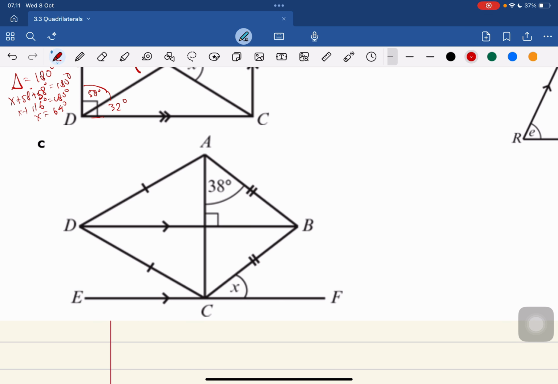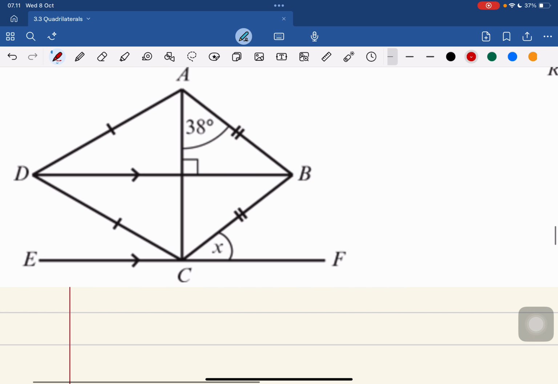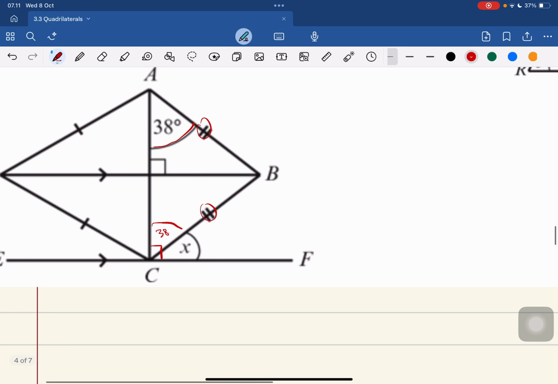Okay, this is isosceles, so the base angles must be equal. So this is 38. This is a right angle. So the right angle totals 90 degrees. So 38 degrees plus x equals 90 degrees. So x equals 90 minus 38, which gives us the answer of 52 degrees.